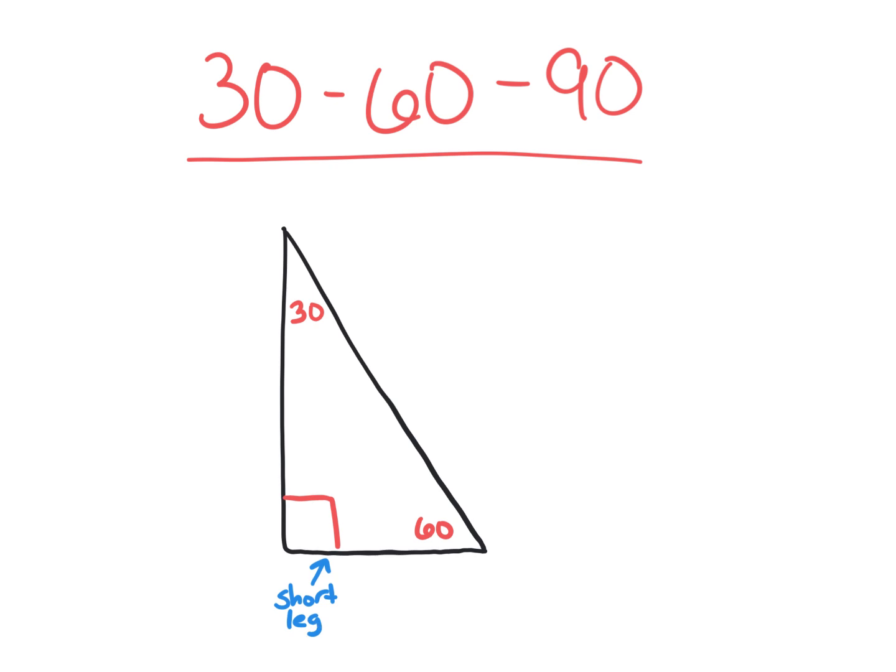Why can I call it the short leg? It's the shortest. Yep. If that one's the short leg, what's this one? Long leg. And then, as always, what's this side always called? Hypotenuse. Yep. So for a 30, 60, 90 triangle, we have a short leg, a long leg, and a hypotenuse. Okay.